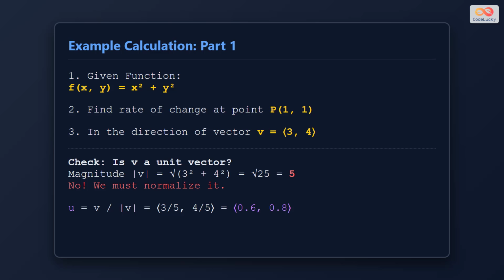Let's work through an example. Suppose we have the function f of x and y equals x squared plus y squared. We want to find the rate of change at the point (1, 1) in the direction of the vector v equals (3, 4). First, we must check our direction vector. The magnitude of (3, 4) is 5. Since 5 is not 1, this is not a unit vector. We must normalize it by dividing by 5, giving us our unit vector u equals (0.6, 0.8).